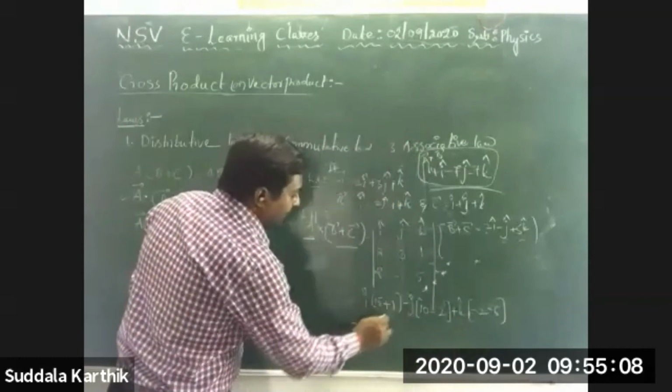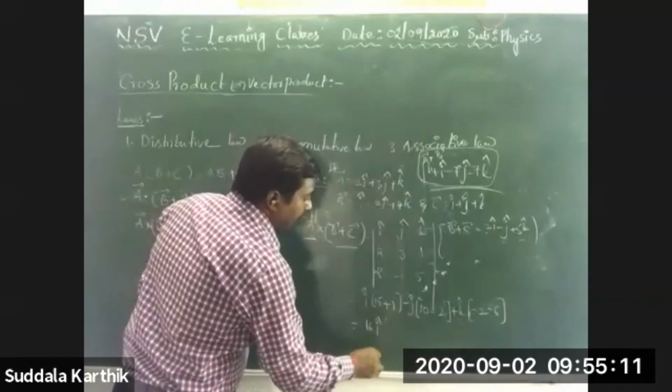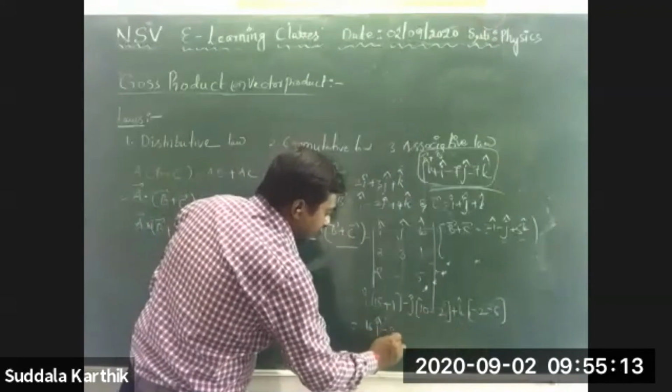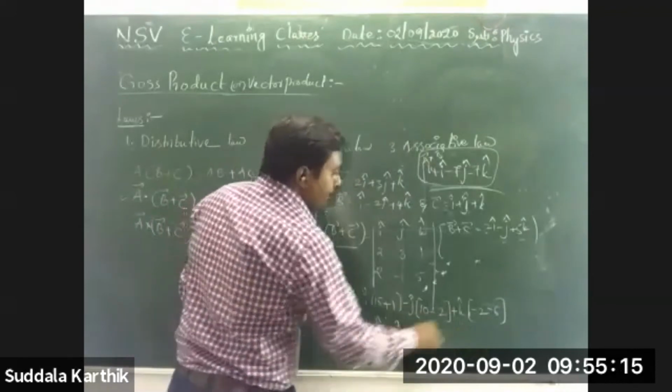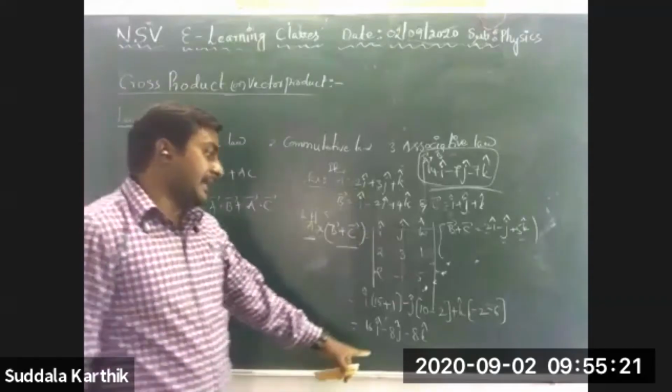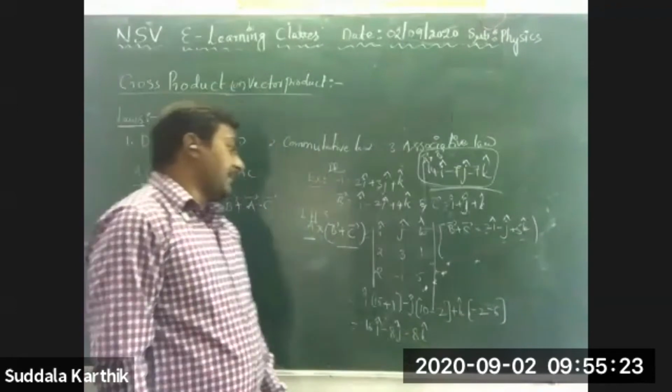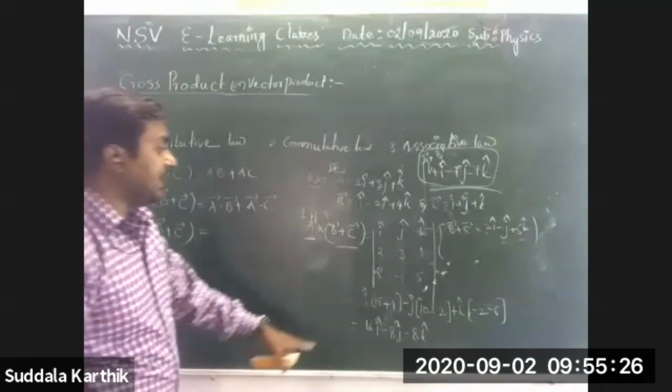Then 15 plus 1 is 16 I cap, minus 8 J cap, minus 8 K cap. So we get 16 I cap minus 8 J cap minus 8 K cap.